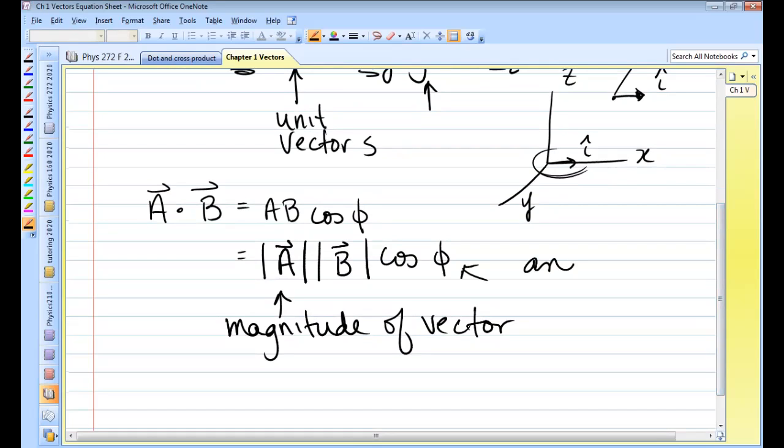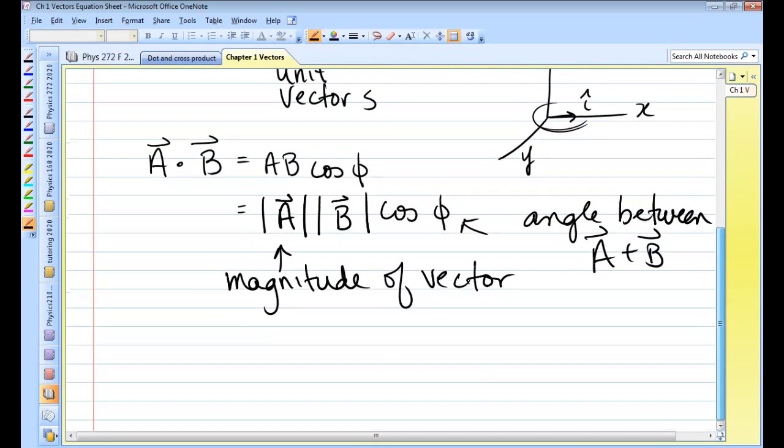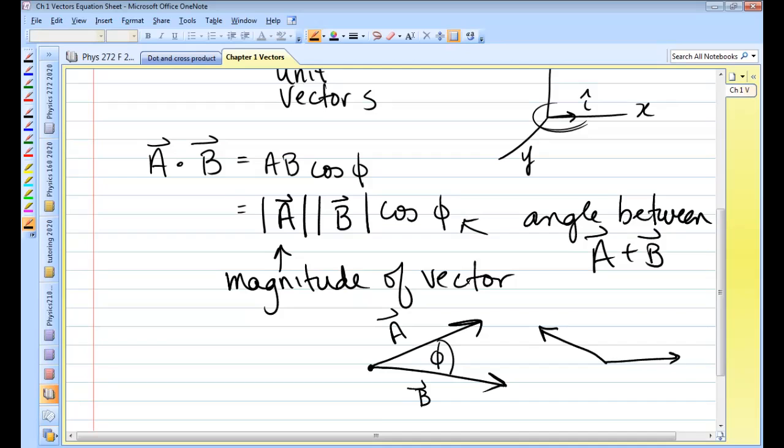So this means magnitude. Now this phi is very important. This is the angle between A and B. And when you find that angle, it's always the smallest angle between them. So first of all, you have to put the vectors not tip to tail, but tip to tip, or tail to tail, I guess. So there's A, there's B, that would be phi. Okay, if A were like this and B were like that, then this is phi.